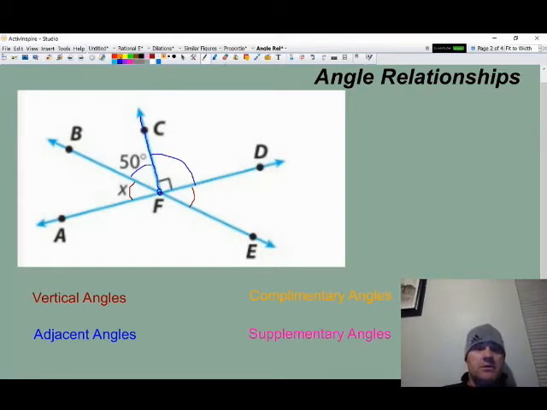Let's use complementary angles. Okay. So complementary angles, this is a little bit tougher one to show here. I'm going to erase this. Okay. Two angles that form 90. So you're going to have to stick with me on this one.